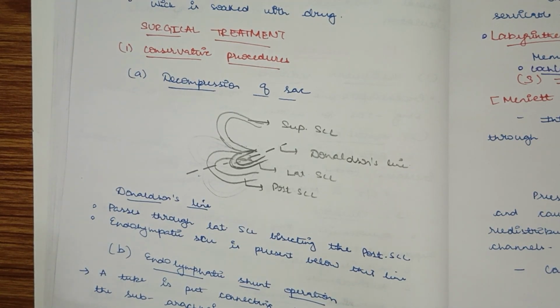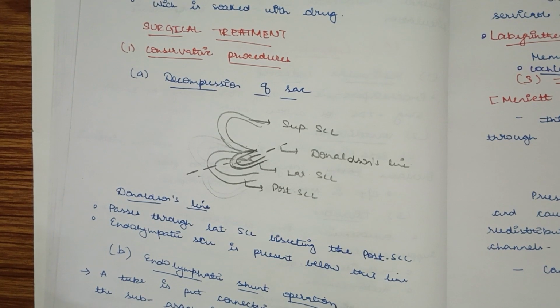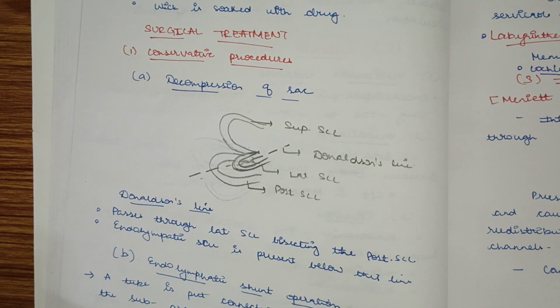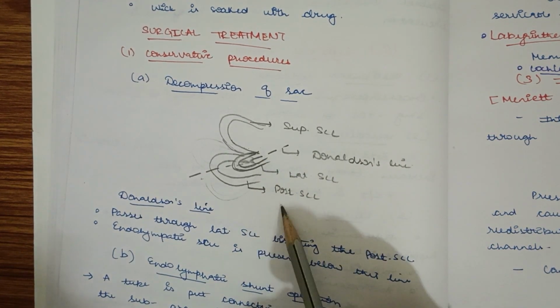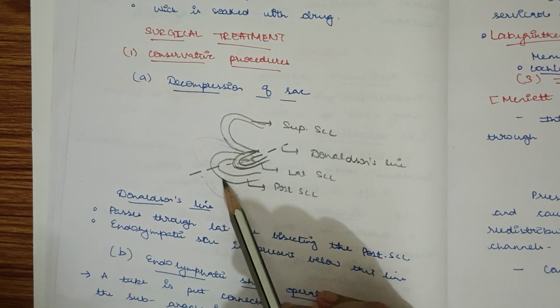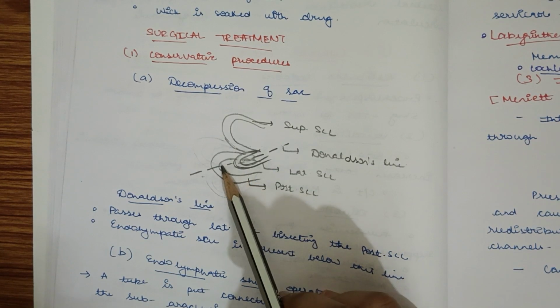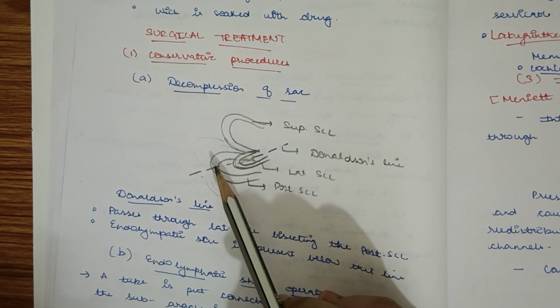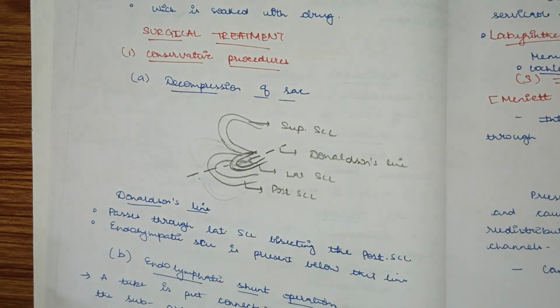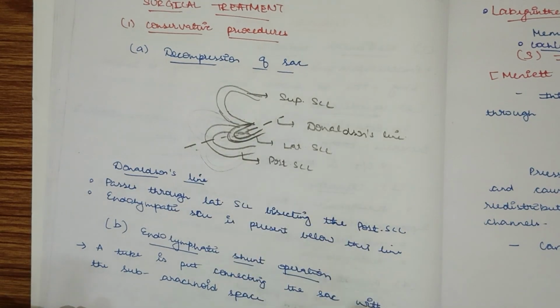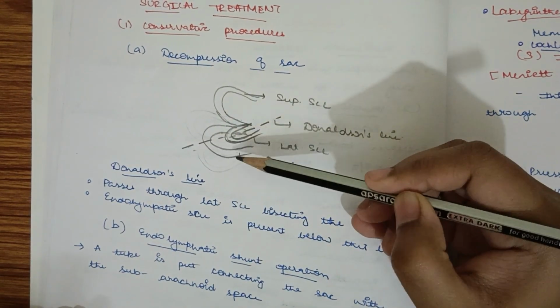So, the endolymphatic sac is located below Donaldson's line. First, we'll see what Donaldson's line is. Donaldson's line is a line which passes through the lateral semicircular canal and bisects the posterior semicircular canal. This is a picture in which this is the superior semicircular canal, this is the posterior semicircular canal, this is the lateral semicircular canal. So a line passing through the lateral semicircular canal and bisecting the posterior semicircular canal is Donaldson's line. So this line represents the location of the endolymphatic sac. The endolymphatic sac will be present just below this line.